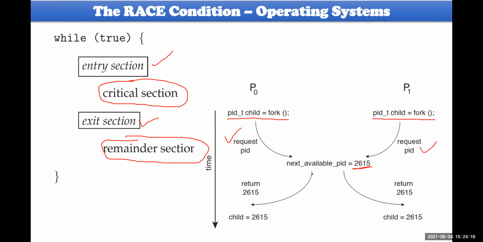For example, it could be allocated for P0's child process and P1's child process. Is it possible? Could the same process ID be available with two different processes? No, it never happens. It never ever happens.